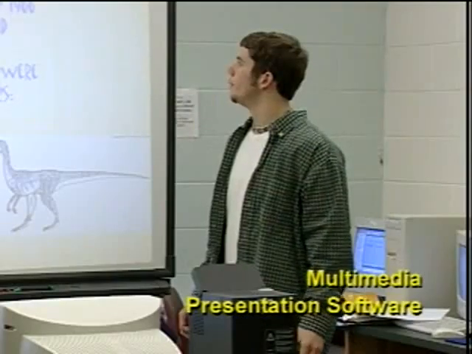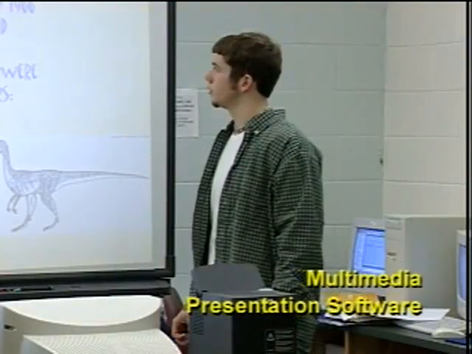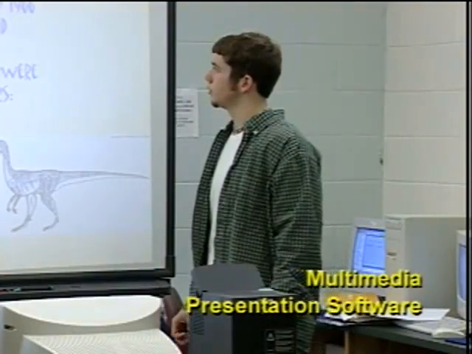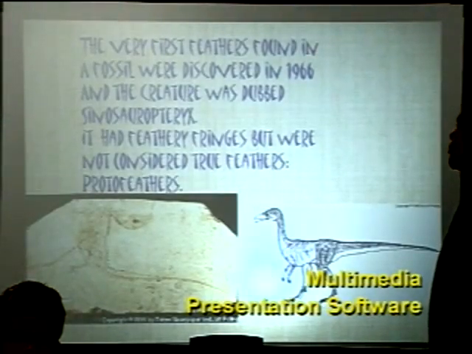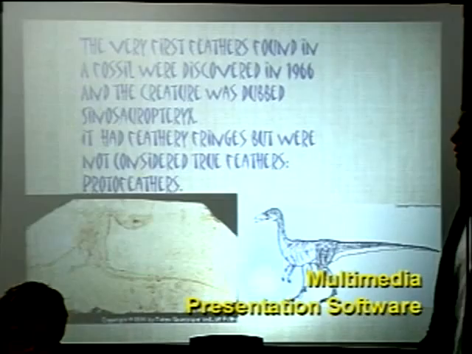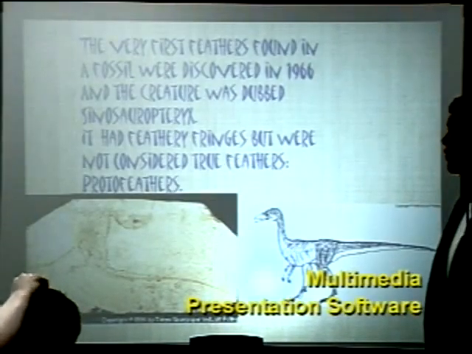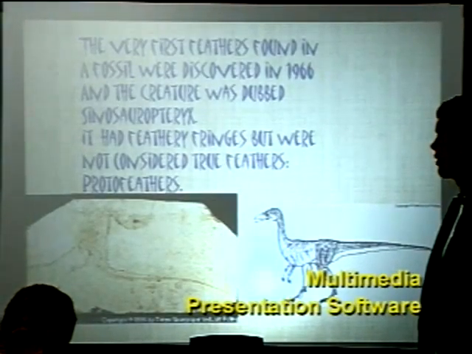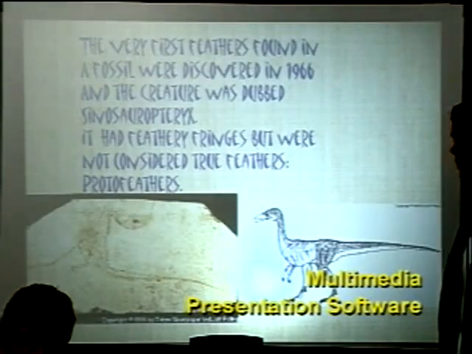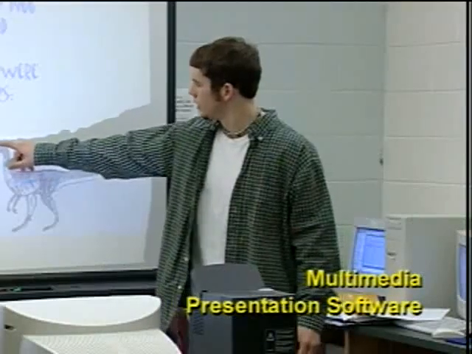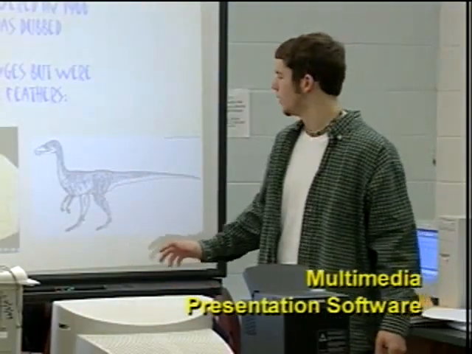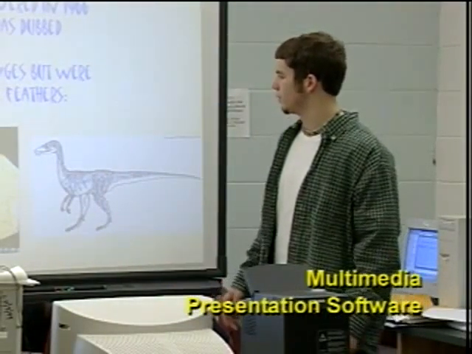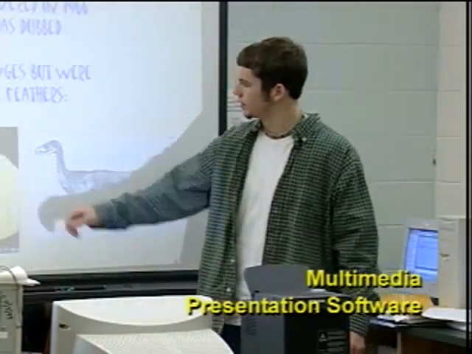Very good. The first feathers were found in a fossil and discovered in 1996. I have 66. That's a mistake. We can fix that. The creature was dubbed Sinosauropteryx, I suppose is how you say it. It had feathery fringes, but the feathery fringes were not considered true feathers. They were called proto-feathers, and you can see along the outside it's just kind of stubbly, kind of like a man that hasn't shaved in a while. But it couldn't fly or anything like that. And there's the fossil that it was found in.